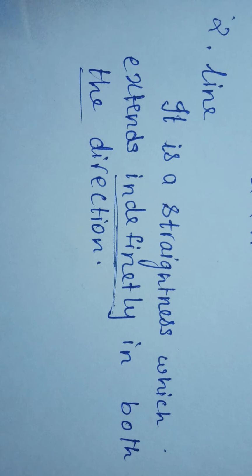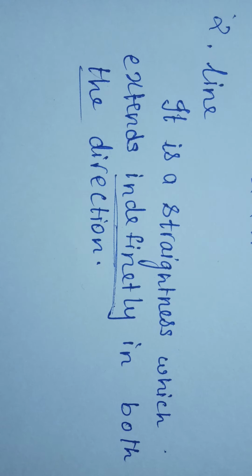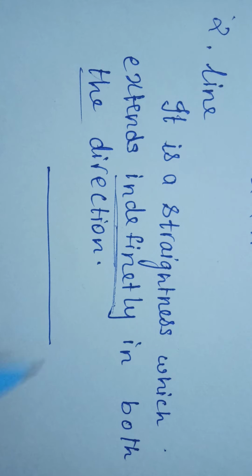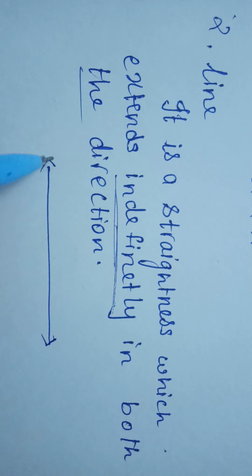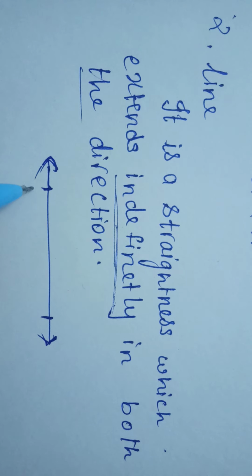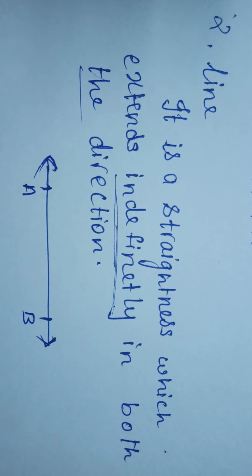Indefinitely means it will not have a certain point, it will not have a certain ending point. Like, see, this is a line. Okay, this is a line, and it can extend in both the directions. So we represent a line by keeping two arrow marks at its end, but directly we cannot give it as a line, so we have to represent it with 2 points, that is A and B. Okay, this is the line.